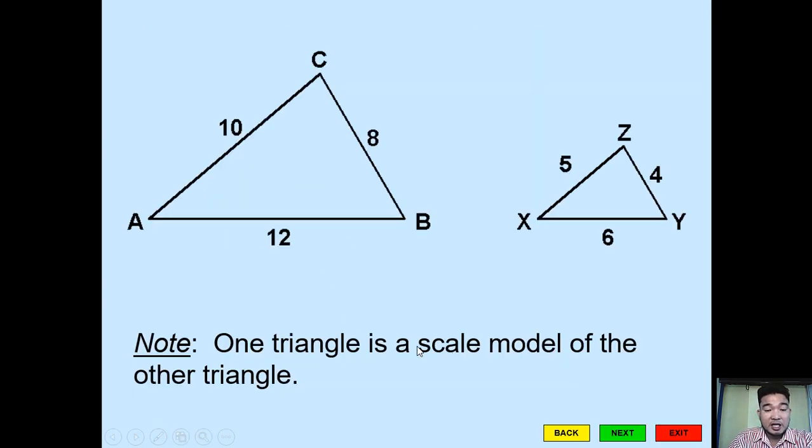Note that one triangle is a scale model of the other triangle in this case. CA corresponds to ZX, CB corresponds to ZY, then DA corresponds to YX. So these two triangles are scale models of one another. And these two triangles are similar through PPP.